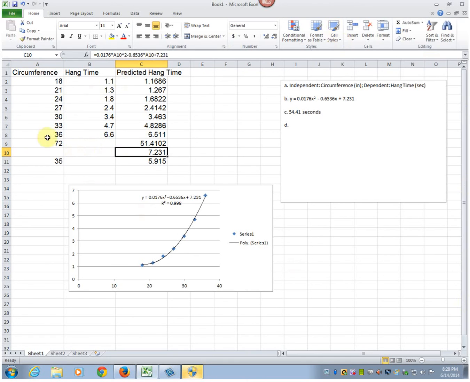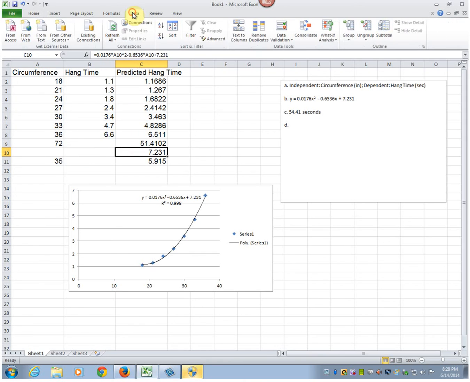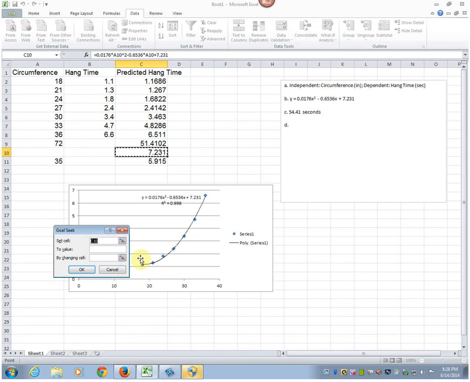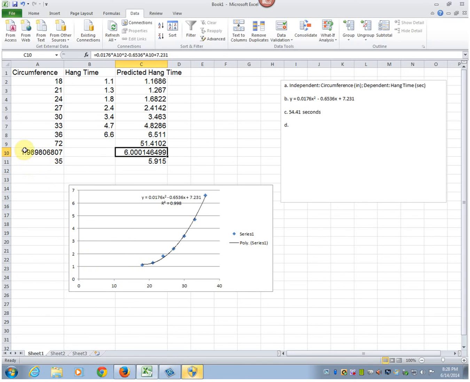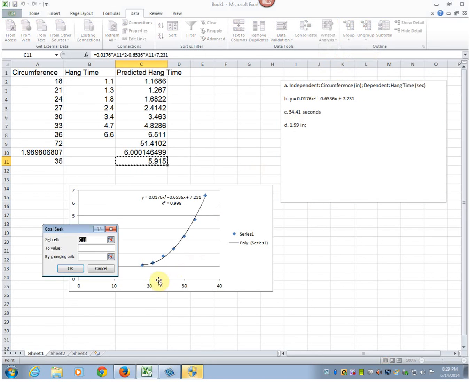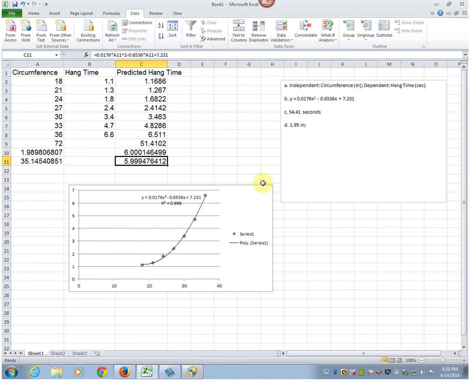So what we can do, since we don't have it, is we can try Goal Seek: Data, What-If Analysis, Goal Seek. We want our hang time to be 6 seconds by changing that x value, and hopefully, like it did here, it found the one that we don't have. So with a circumference of 1.99 inches, the hang time will be 6 seconds. The other one, What-If Analysis, Goal Seek, set that to 6, and then the other one is 35.15.